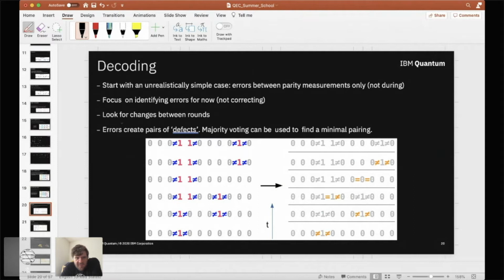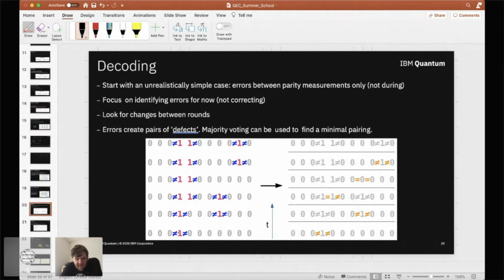The best way to do this is to look for changes between different measurement rounds. So let's see how this works. Let's say we had all 0s, and then an error happened here and gave us a 1. It doesn't actually matter whether they're 0s or 1s.